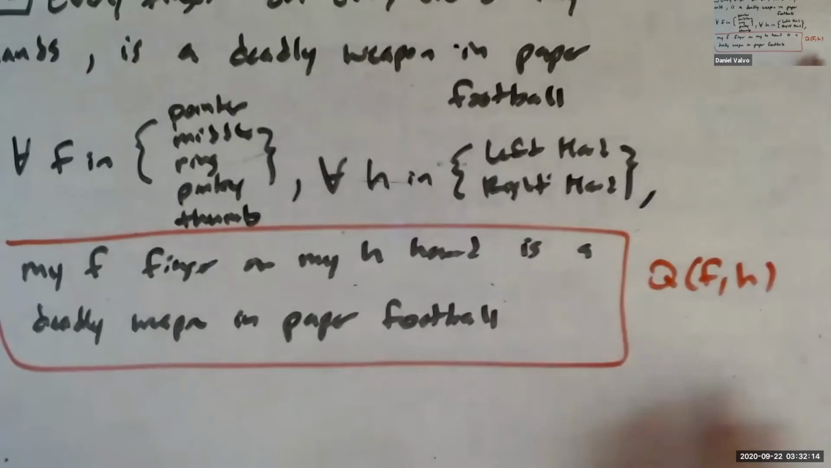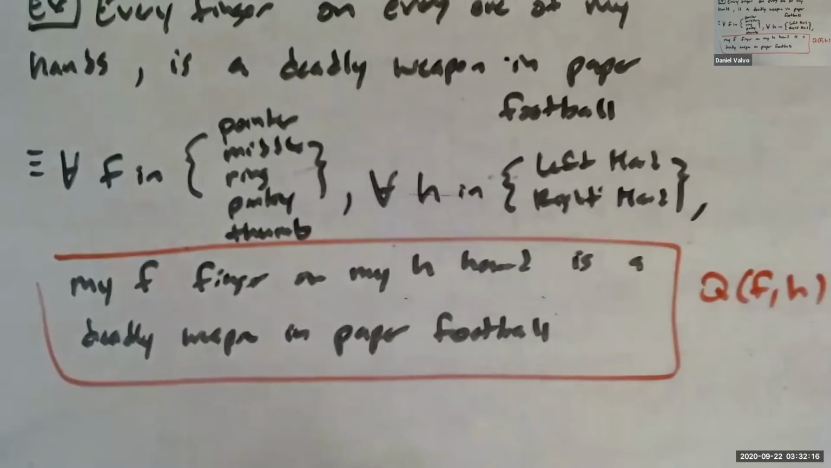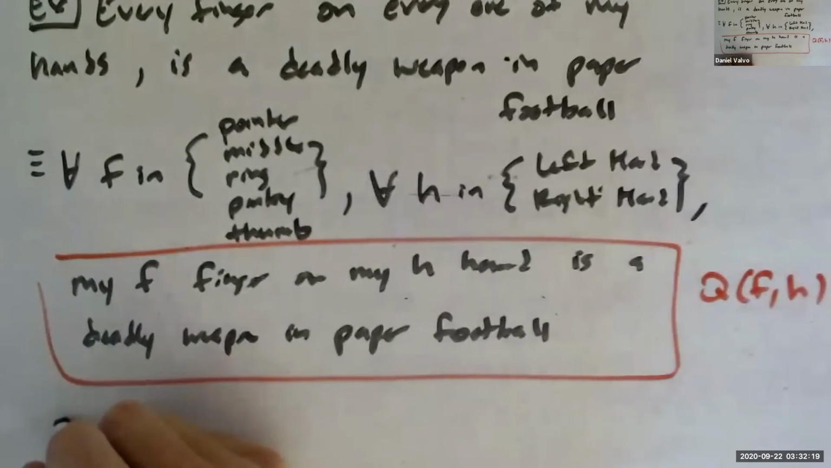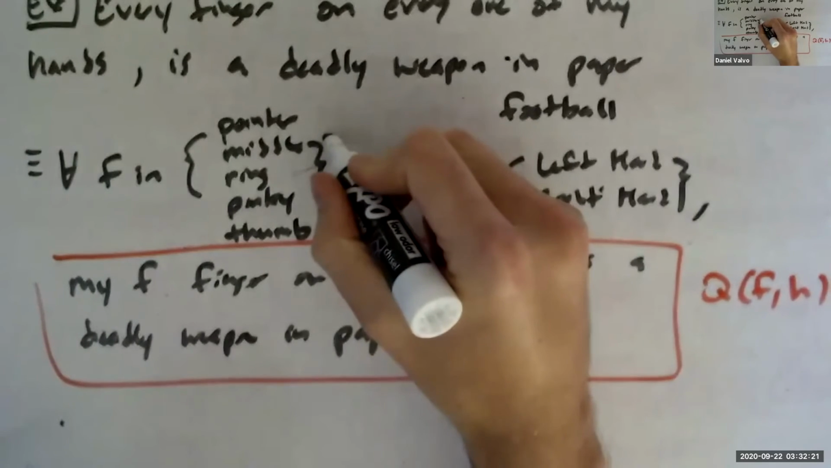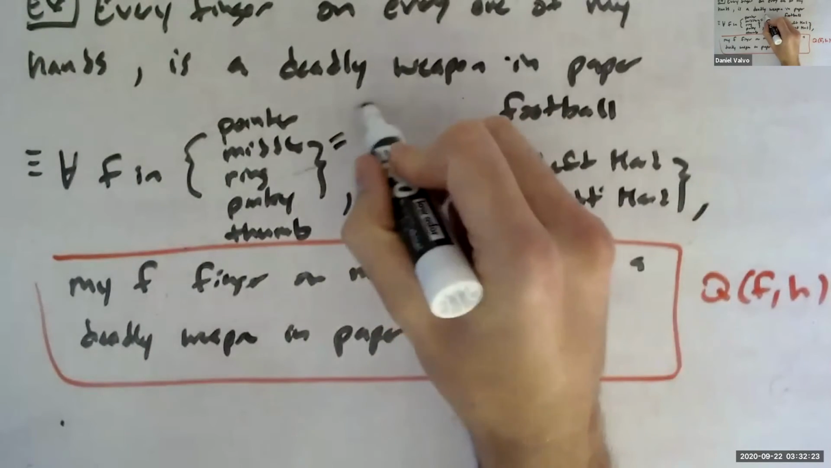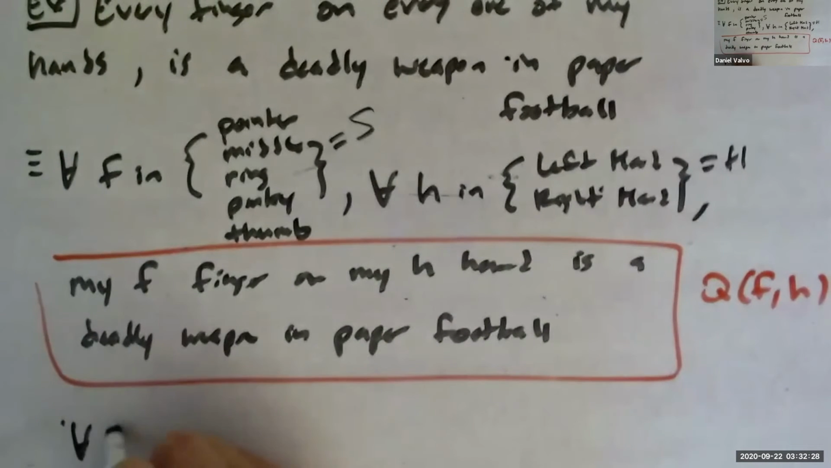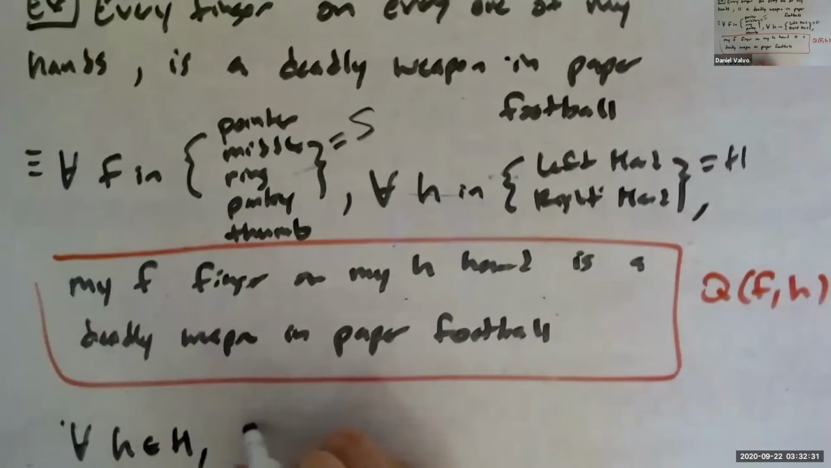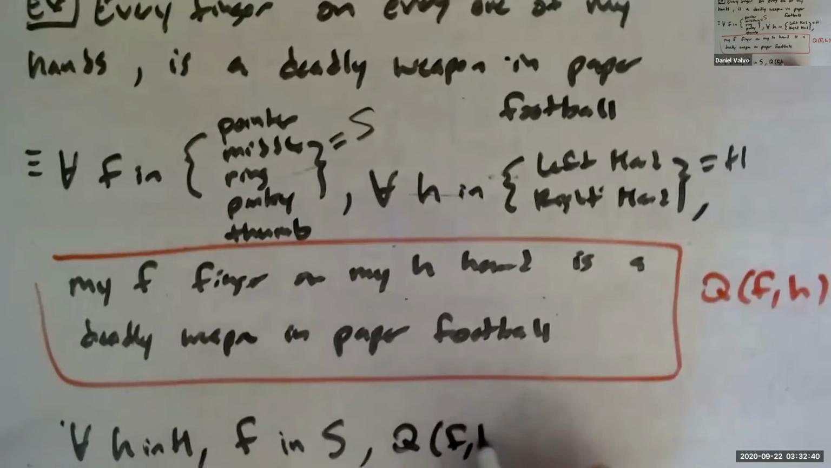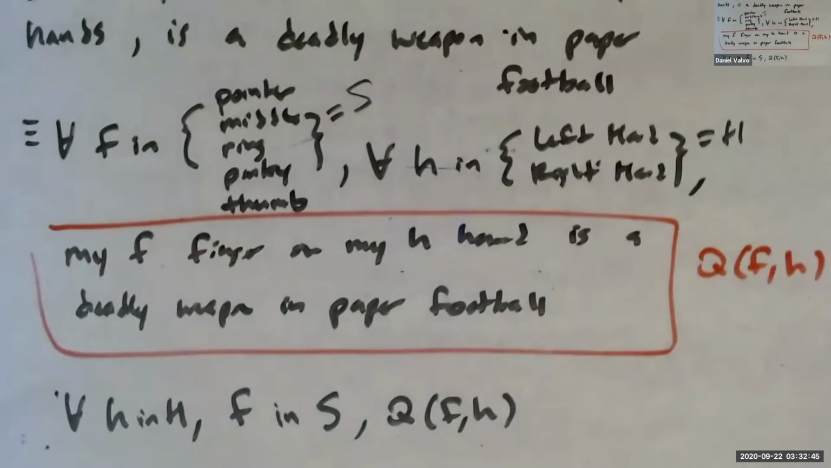The point is, though, what if we did this in reverse? So I'll call this set S, and I'll call this set big H. How about for all H in big H and F in big S? Is this the same or different from this statement right here?